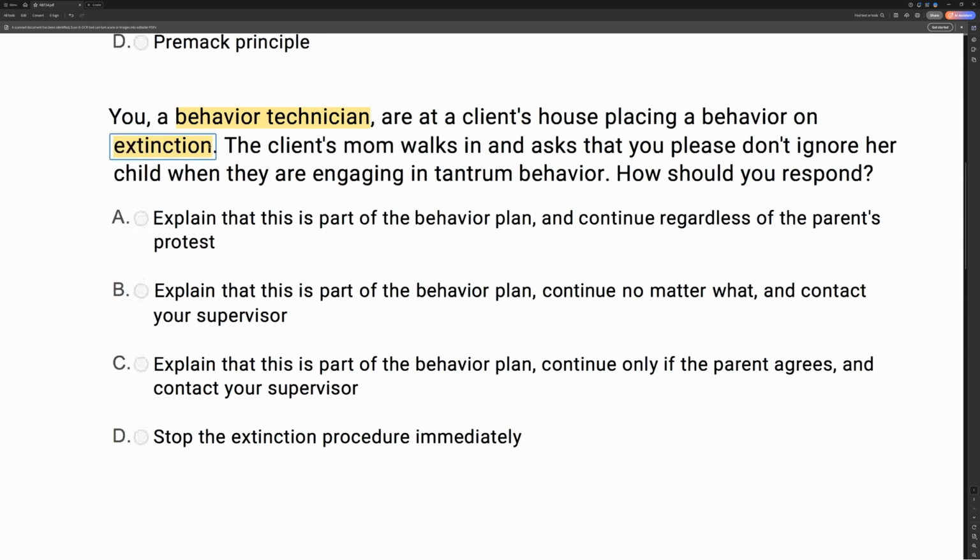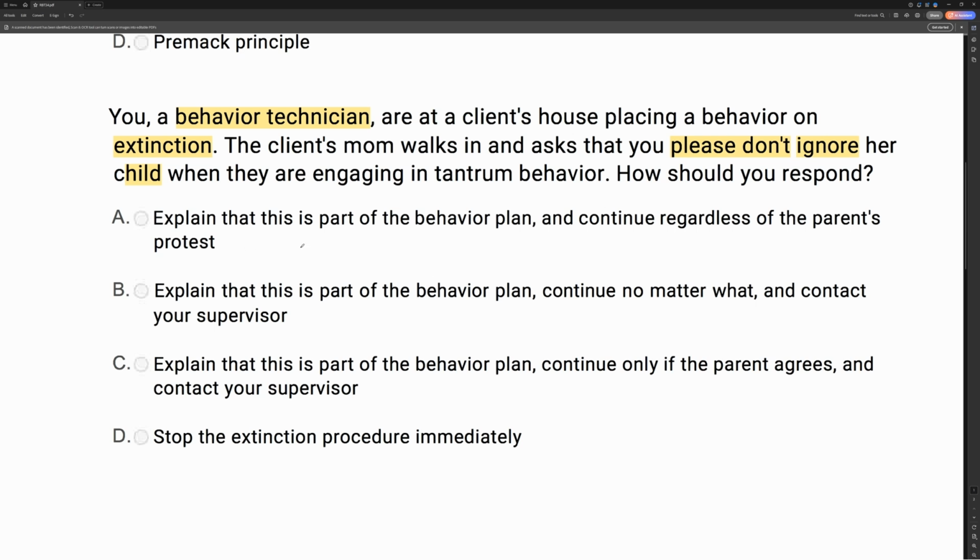Now, extinction can be pretty intense, as we know, right? It can cause extinction burst. And a lot of times it does look like we're just ignoring the child. But we know with extinction, what we're actually doing is withholding reinforcement for a behavior. So even though it might look like ignoring, it isn't necessarily what you're doing. However, the mom said, please don't do this. Don't ignore my child. As the technician, what should you do in this situation? You can't not listen to the parent, but you also know you have a specific behavior plan in place.